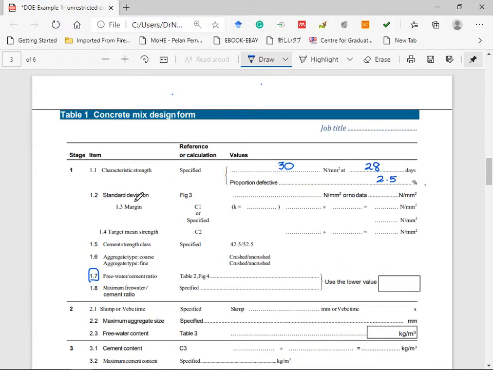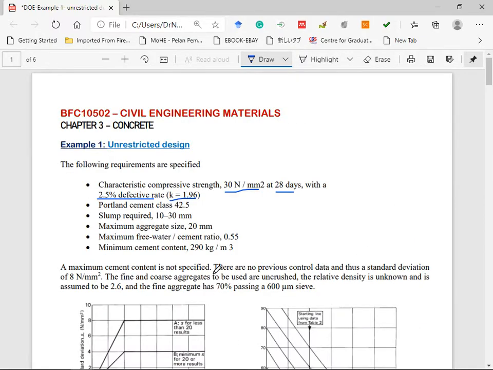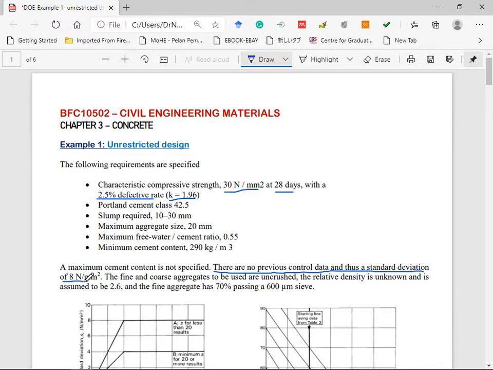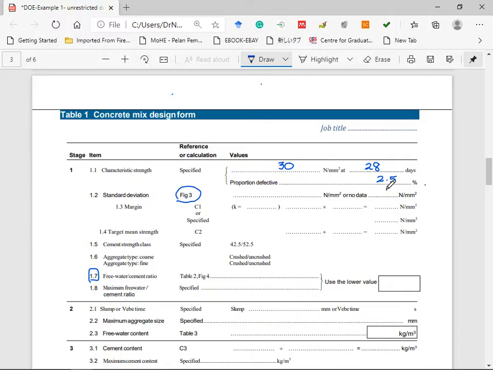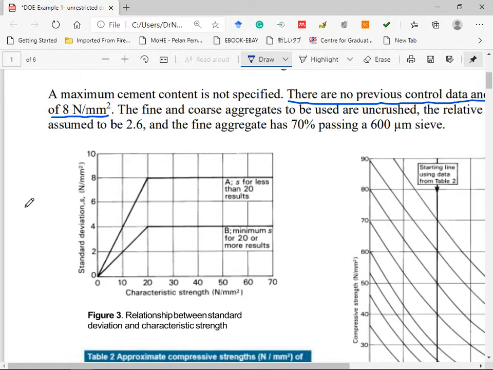Next is the standard deviation. From figure 3, either we have the data or no data. If we refer back to the question, it is stated here, there are no previous control data and thus a standard deviation of 8 Newton per millimeter square is used. And we note here 8 Newton per millimeter square. Just in case we do not have this data, we can refer to figure 3.